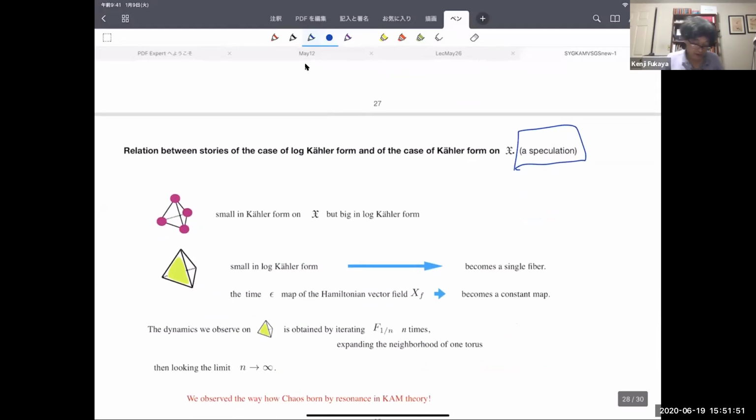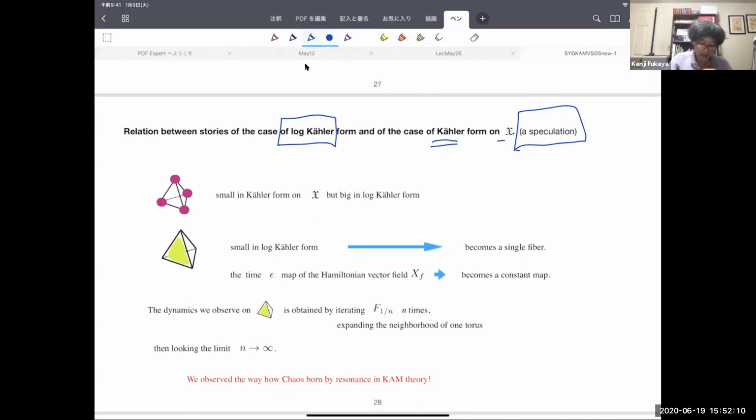So the story is the following. I have two situations. One is that I use this long Kela form, and the other case is that I use some kind of Fubini-Study form, or a blow-up of the Fubini-Study form, on this total space of the pencils. And these two are somehow related but different. So how are they related?